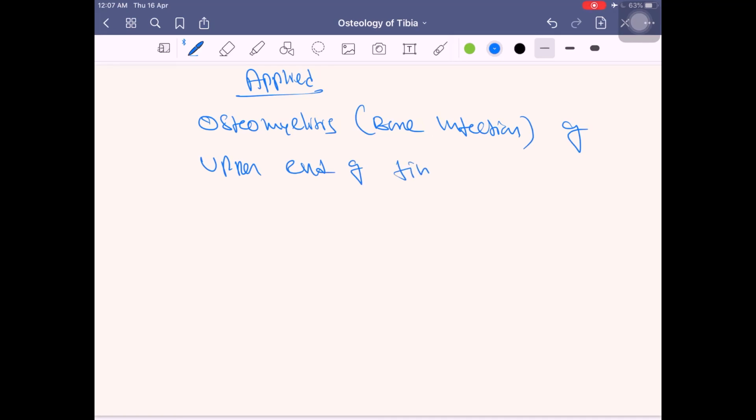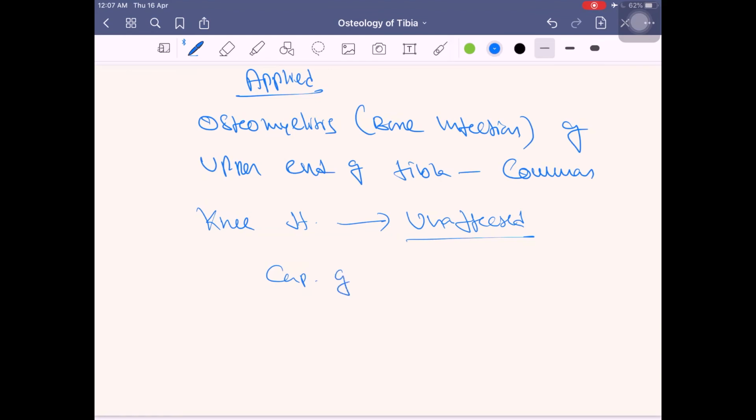And when this happens, the knee joint is lying very close, but the knee joint is not affected. The knee joint remains unaffected. Now this is very interesting. It lies so close, but it is not getting affected. The anatomical reason is that the capsule of the knee joint is attached proximal to the epiphyseal line. So it is actually a little away from the area. That is why it is not involved.